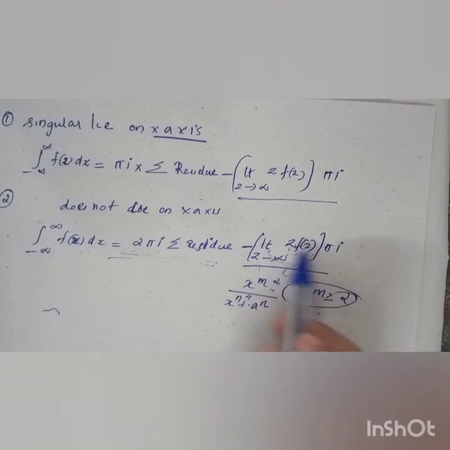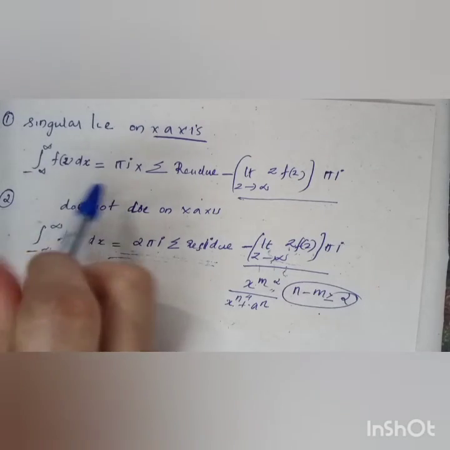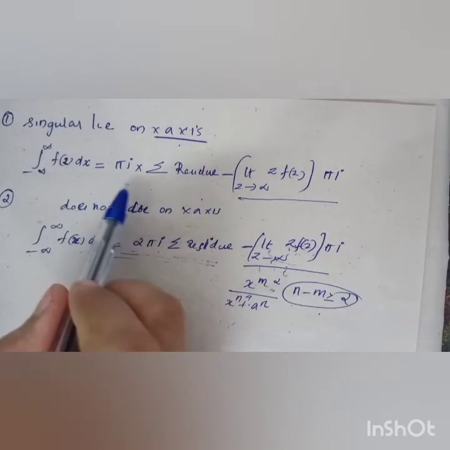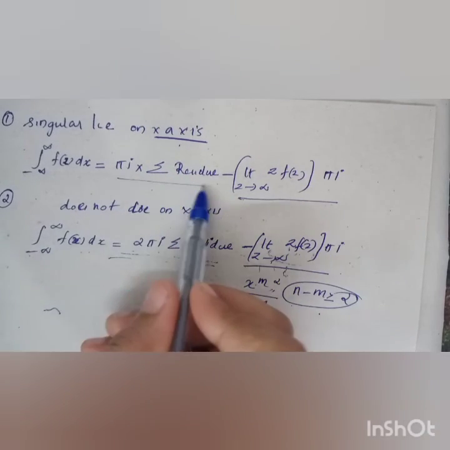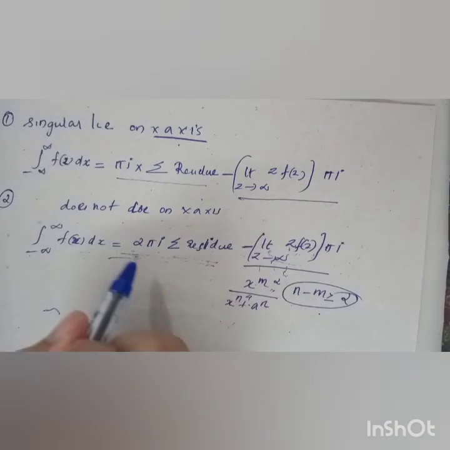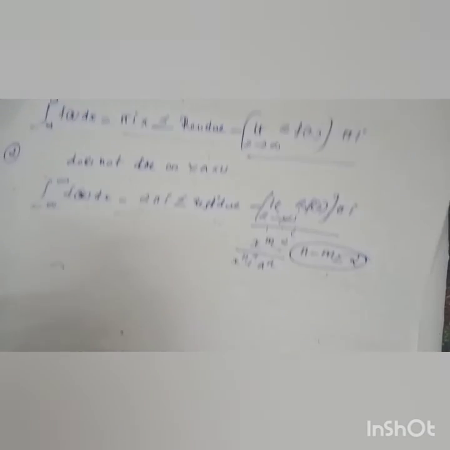Okay, it is just Jordan's lemma. This is limit z tends to infinity of z f of z times pi i. The important thing you have to remember is that if the singular point lies on the x-axis, you take pi i times the summation over residues, and if it does not lie on the x-axis, it is 2 pi i times the summation over residues. And next we are going to take the problems.